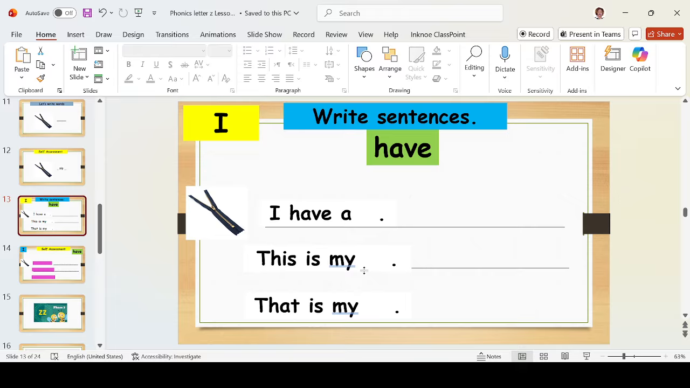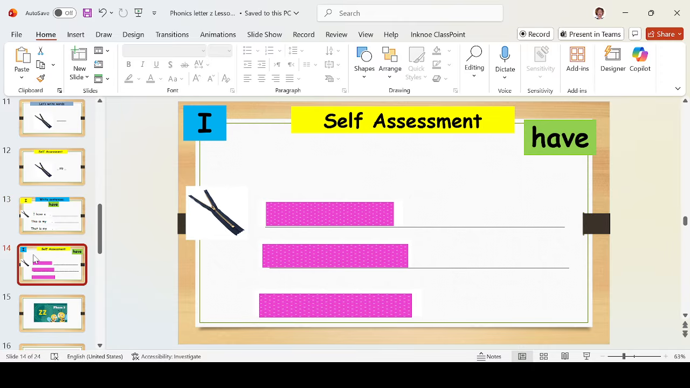Don't forget that. So you are going to write I have a zip. This is my zip. That is my zip. Pause the video and write your sentences. When you are done, you come here for self-assessment. I will check.